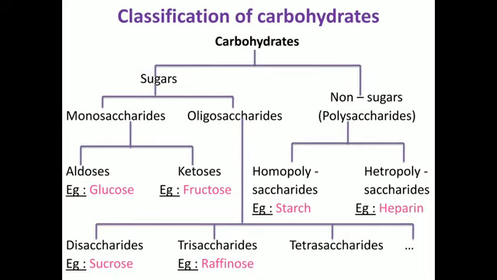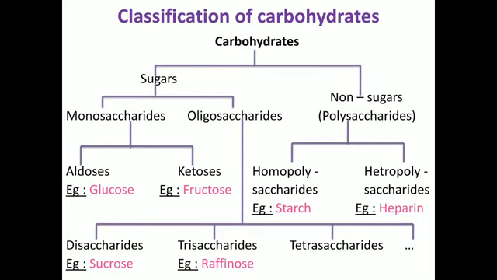Now, oligosaccharides are further classified into disaccharides, trisaccharides, tetrasaccharides, and so on, based on their products of hydrolysis. Disaccharides on hydrolysis give two monosaccharides. For example, sucrose on hydrolysis gives two monosaccharides, namely glucose and fructose. So sucrose is an example of a disaccharide because it gives two monosaccharides on hydrolysis.